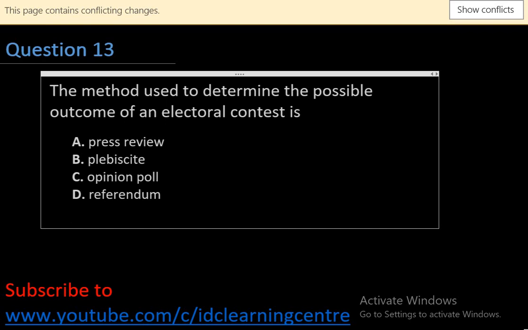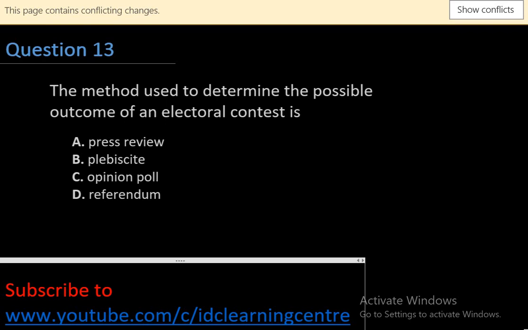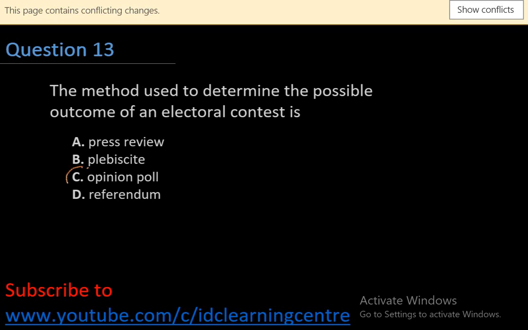Question 13. The method used to determine the possible outcome of an electoral contest is A, press review, B, plebiscite, C, opinion poll, D, referendum. The right answer is opinion poll. All right, opinion poll is a questioning of a number of people chosen by chance to find out general opinion about something or someone. In civilized societies, newspaper columns contain public opinions on government activities.